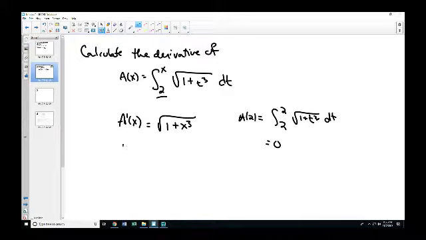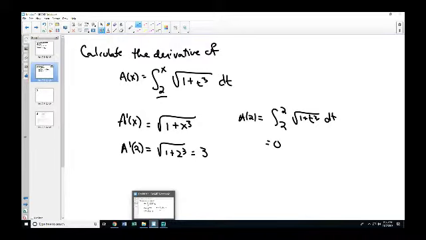What's A prime at 2? 2, 3. Yeah. So you can go on and calculate all sorts of values there, and this is a very popular AP free response question. You're given a function that's an integral, calculate the value of the function, or derive the function, calculate values, etc.